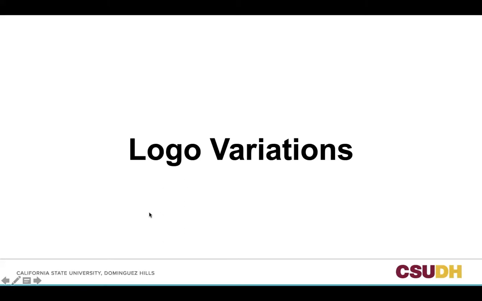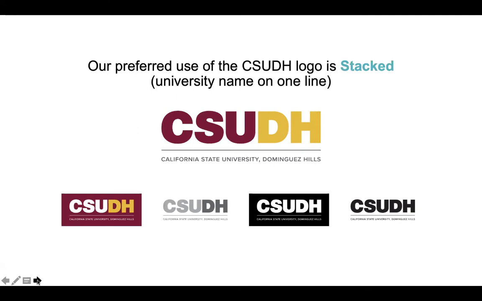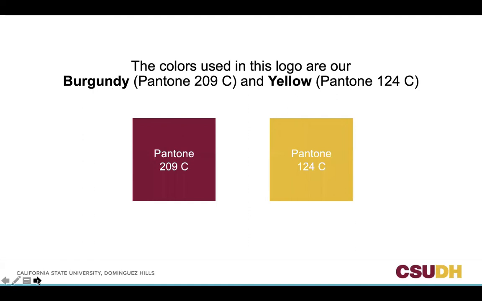So now let's talk about the different variations of our logos and how to use them. Our preferred use of the CSUDH logo is stacked, which is the university on one line, name on one line underneath the CSUDH logo. And you can see we have different color variations for different usage. The colors used in this logo are our burgundy, Pantone 209C, and yellow, Pantone 124C. And there's another presentation that goes into colors in Pantone and CMYK and RGB on our website.